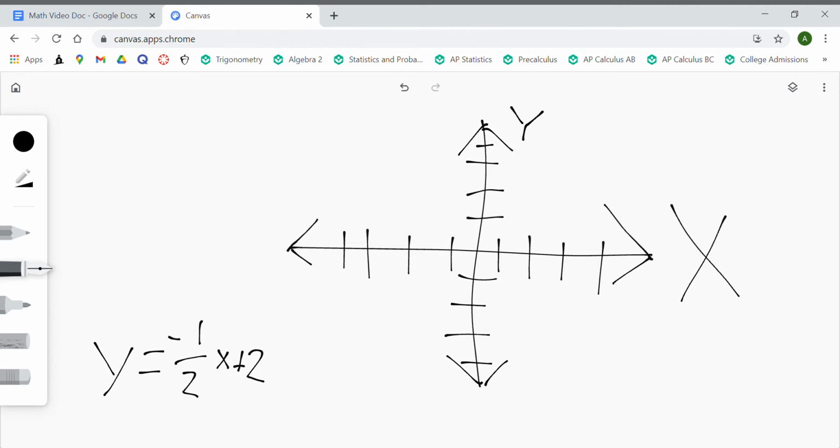So, let's identify our values first. We have m equals negative 1/2, which means that our slope is negative 1/2. Which means that as we go down 1, not up, down because of the negative sign, we go to the right 2. Okay? And then our b value is 2. So we could plot that here.